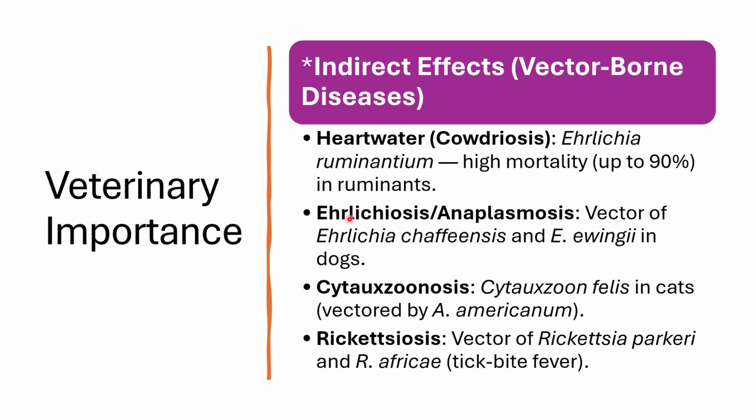It also vectors Ehrlichia japonica and Ehrlichia ewingii, which cause ehrlichiosis. We also have Cytauxzoon felis in cats. This is vectored by A. americanum, and it is also an important vector of Rickettsia parkeri and Rickettsia africae, causing tick bite fever.